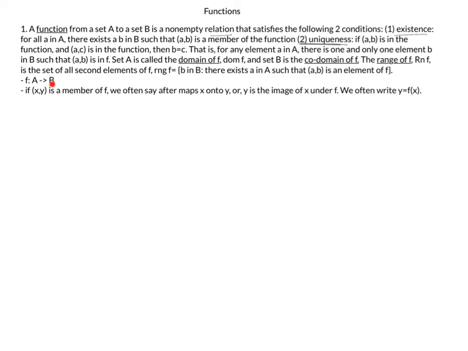We use this notation: f is a function going from set A to B. Also, (x, y) is a member of F. We often say that F maps x onto y, or y is the image of x under F, and we write y is equal to f(x). Again, this should all be consistent with what you learned from algebra.